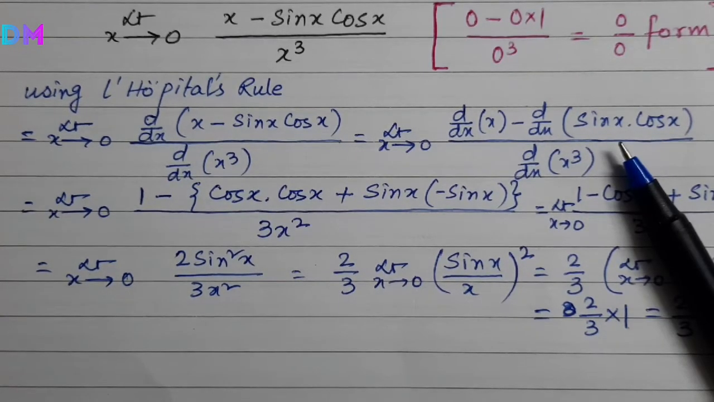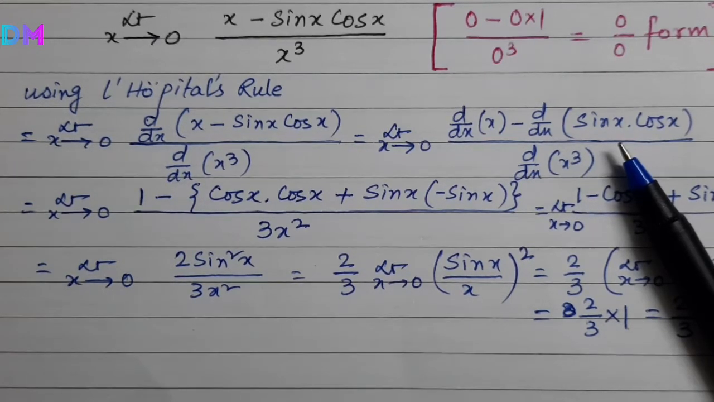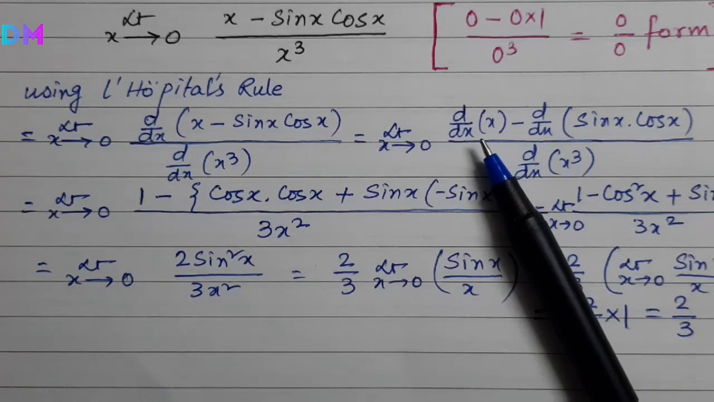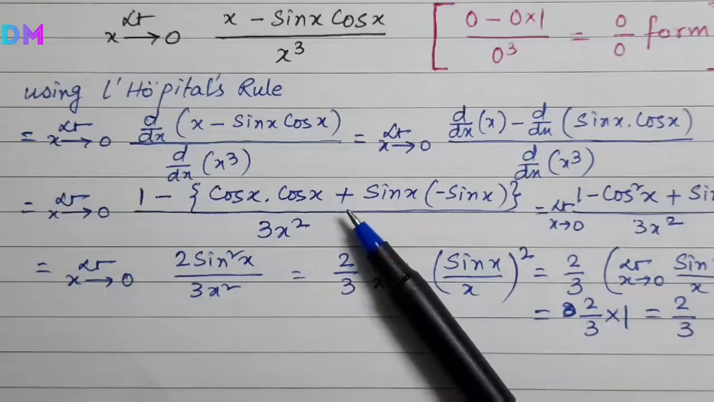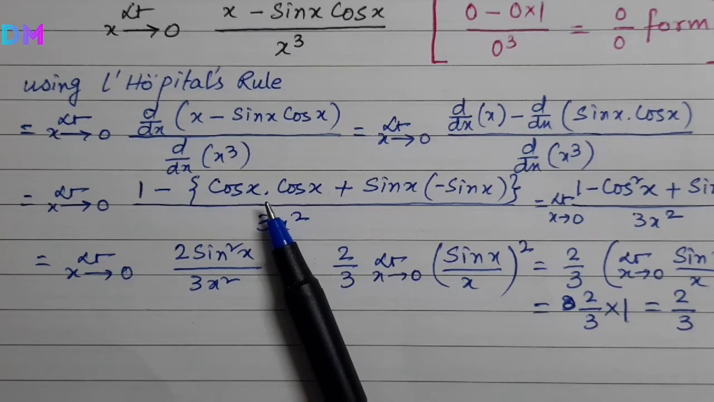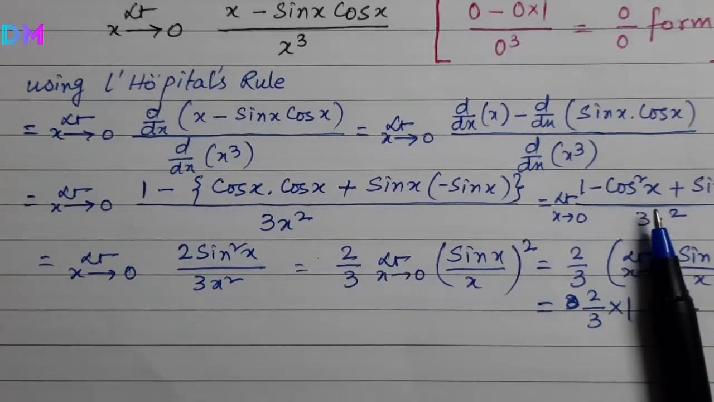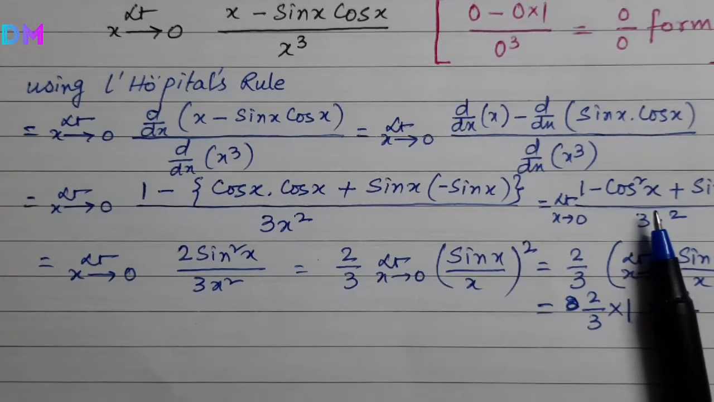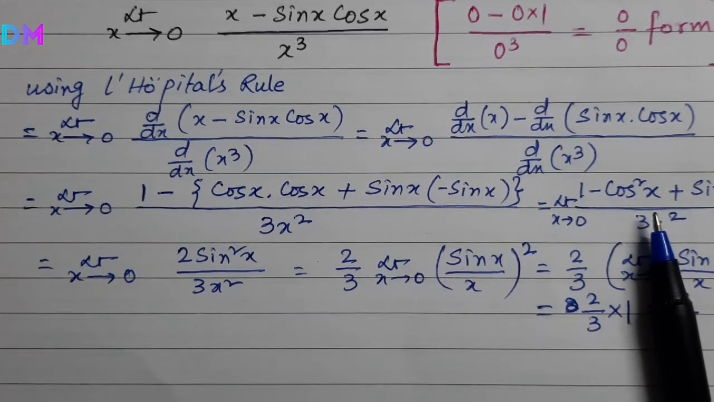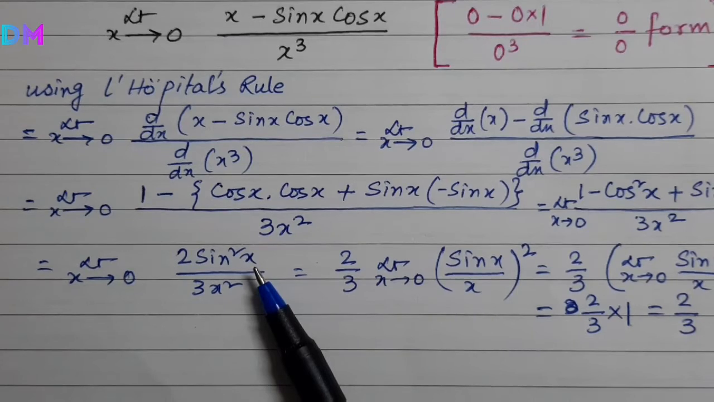If we differentiate the numerator, it will be d/dx of x minus d/dx of sin x cos x. In sin x cos x we need to use the uv formula, and d/dx of x is equal to 1. So we have the differentiation of the first term into the second term plus the first term into the differentiation of the second term, which equals 1 minus cos square x plus sin square x. We know that 1 minus cos square x equals sin square x, so the numerator will become 2 sin square x.